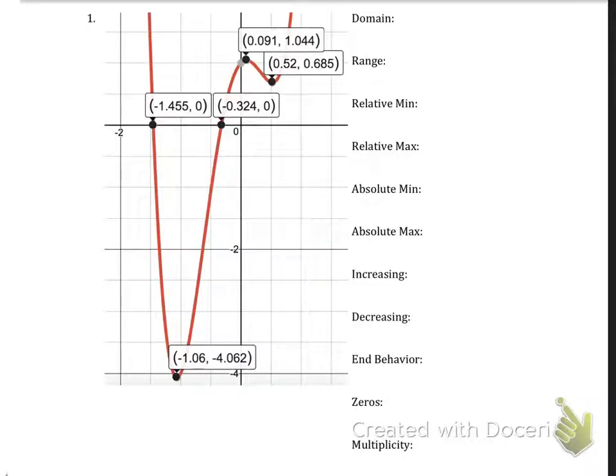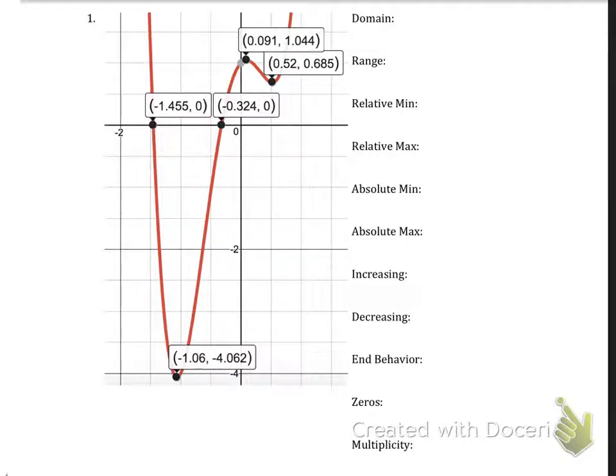Okay, so let's walk through these examples together. You just watched the video to figure out what all of these words mean, but now let's actually put them into play while we are doing polynomials, okay? So, the first thing asks you to identify the domain.